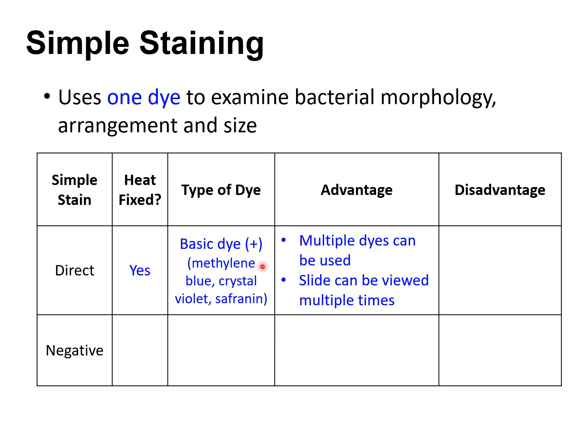If you use methylene blue, your bacteria is going to look blue. If you use crystal violet, your bacteria is going to look purplish. Safranin is red in color, so if you use safranin, your bacteria is going to look red. So depending on the basic dye that you use, that's going to determine the color that you see under the microscope.